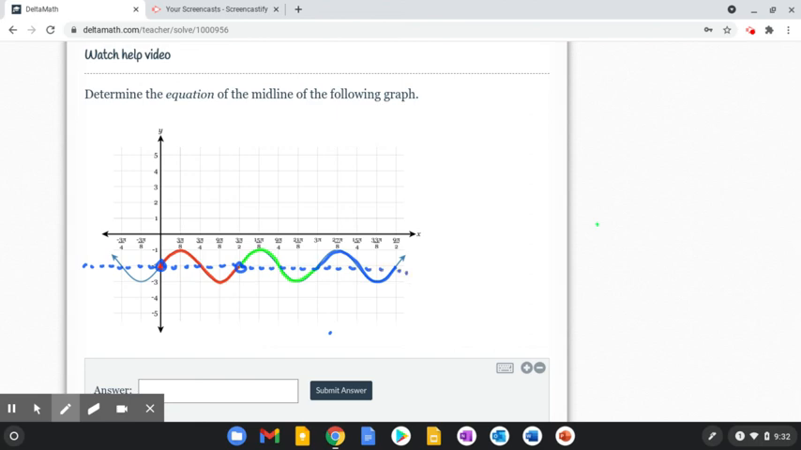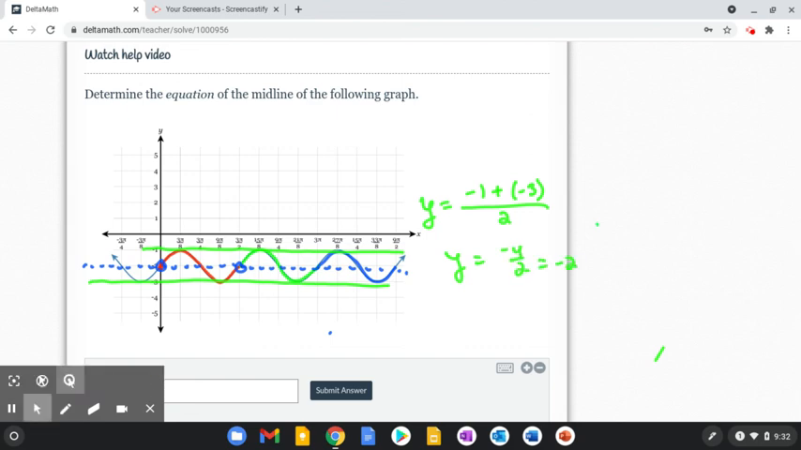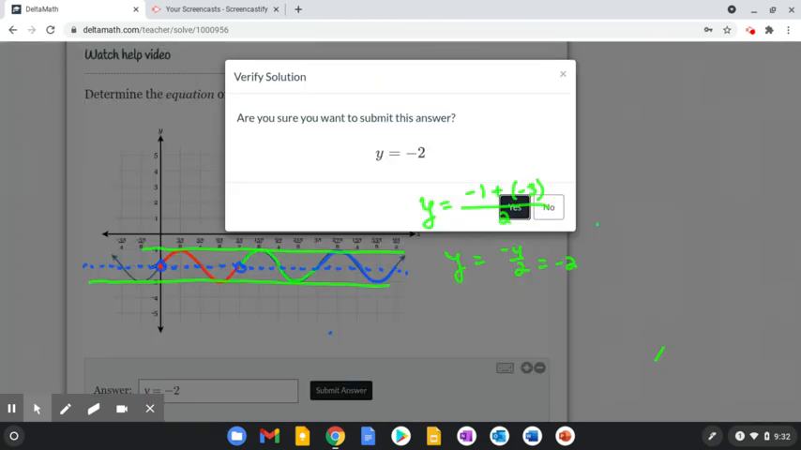and you'll see that that's at -2. If you did want to use the formula, y equals the max value here, which is -1, plus our minimum value, which is -3, over 2. That gives us y equals -4 over 2, which is -2. You've got to make sure you do type in that y equals part.